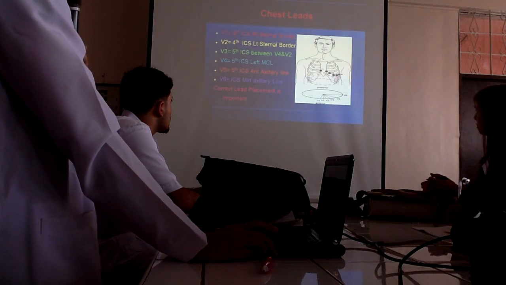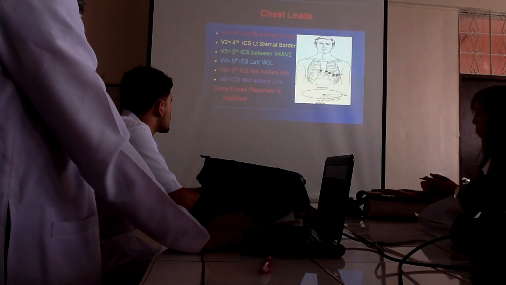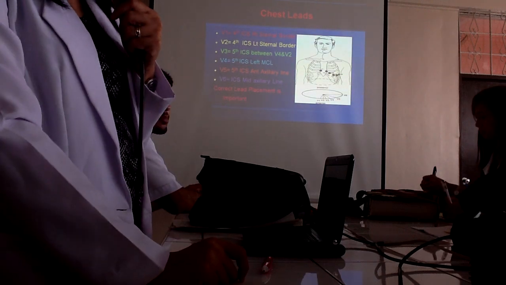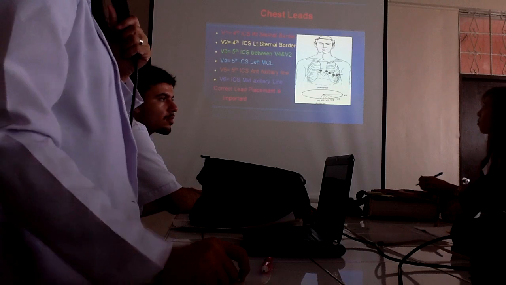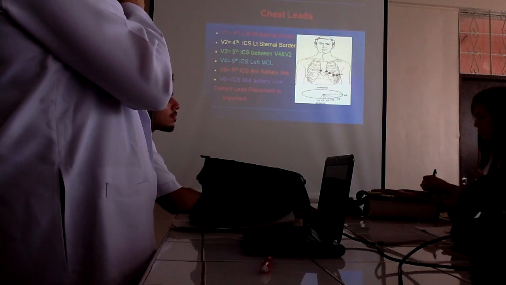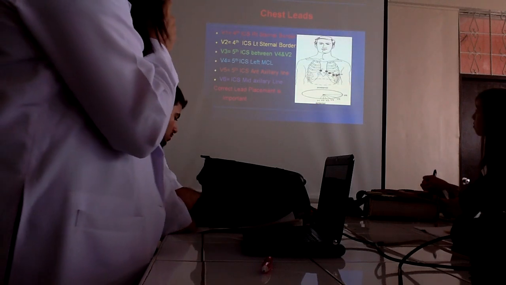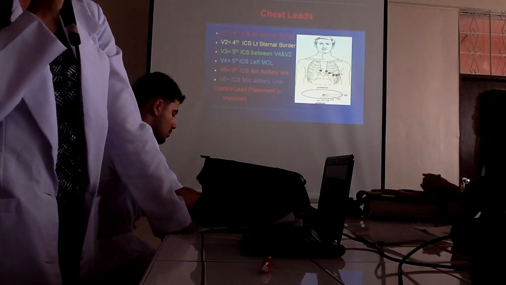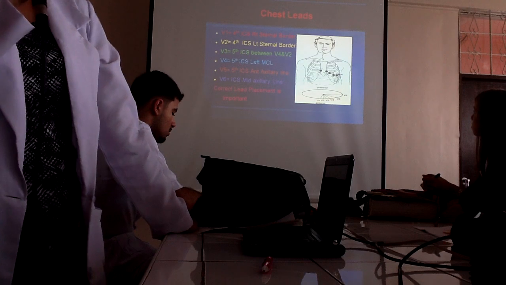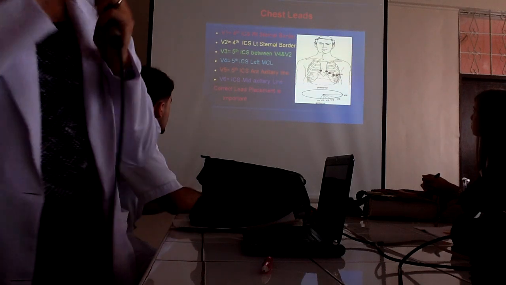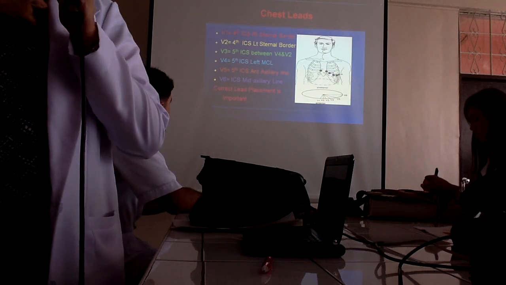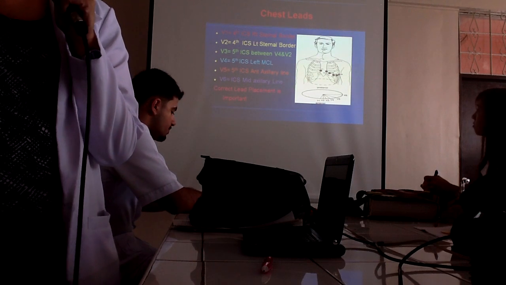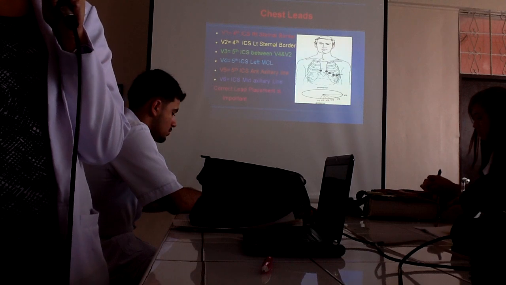Okay, your chest leads. This one you have to know the locations of your chest leads. Where's your sternum? Okay. So, your V1 should be placed on the 4th intercostal space, right sternal border. So, intercostal space, you count from your clavicle, identify the space going down. So, count from here, 1, 2, 3, 4. Where's your nipple located? Usually 4th intercostal space. So, basically that's where it is.